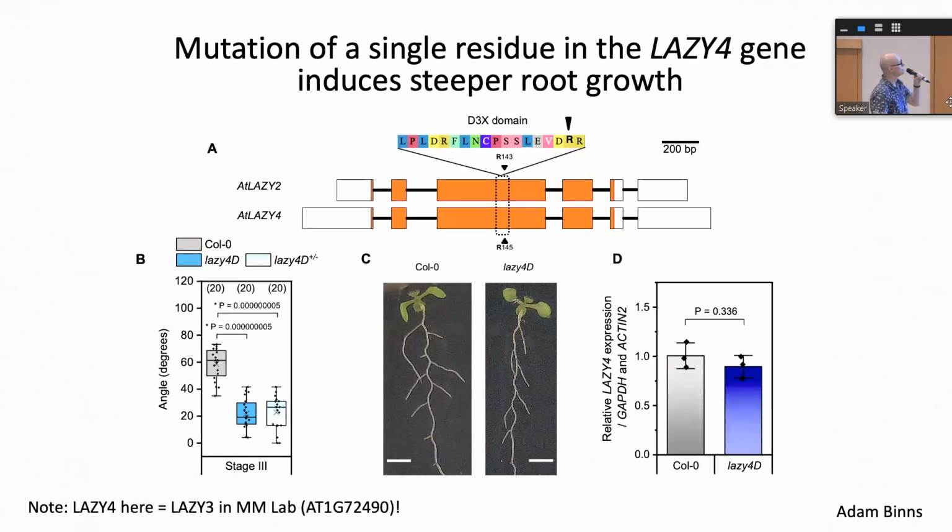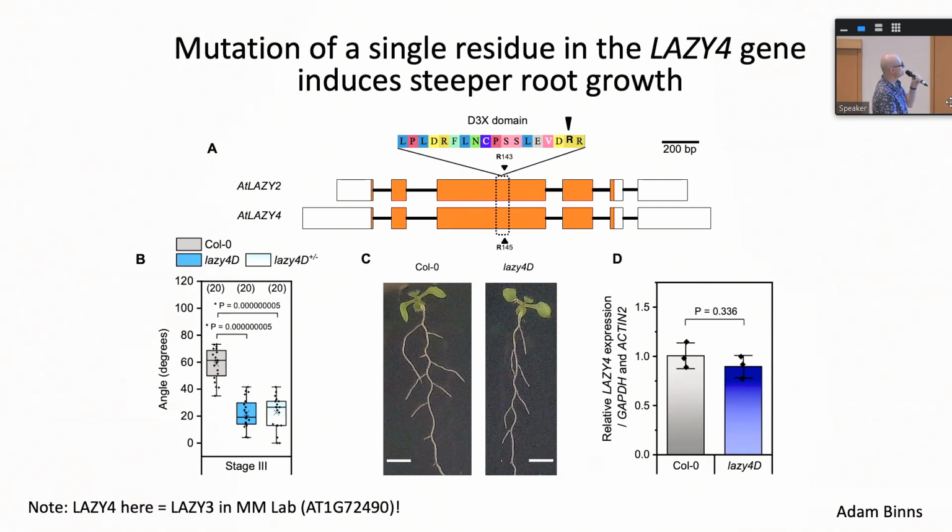So we did a variety of screens. One of them identified this very interesting mutant, which we called lazy4D, because it has a mutation in what we have called this extended domain of domain 3. So when I refer to D3X, that's a little bit of additional domains on the end of domain 3. And that's only found in lazy2 and lazy4 in Mio's lab. Lazy4 would be lazy3, just to clear up that.